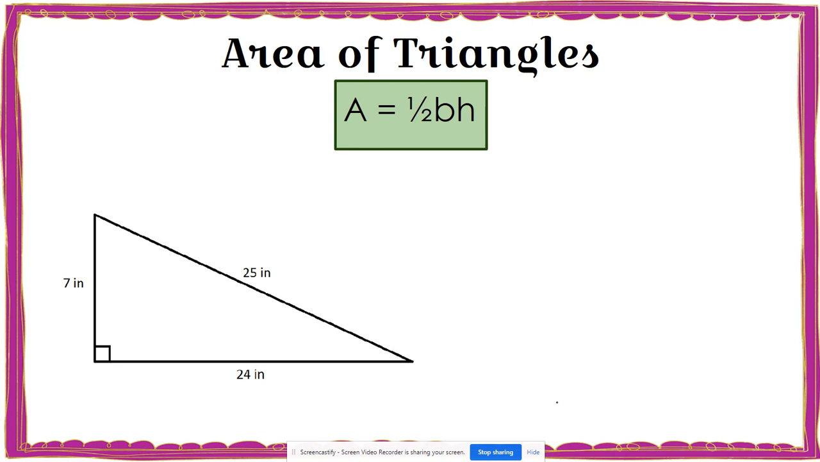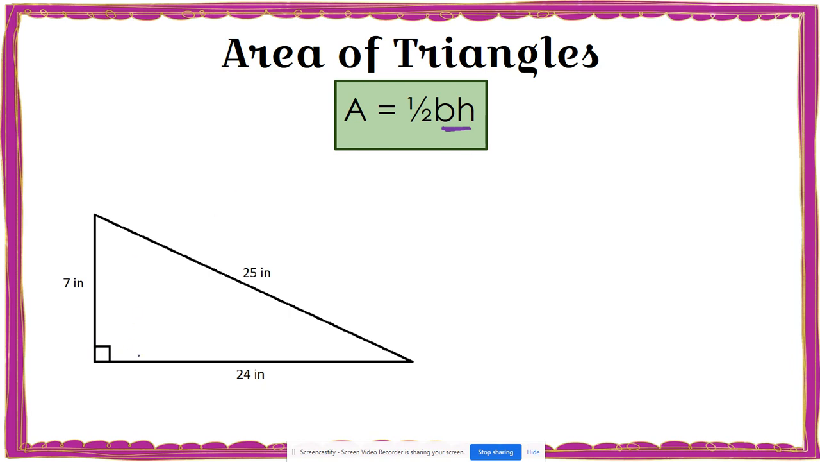So now we're going to use the formula area equals 1/2 base times height to find the area of some triangles. For this triangle, we notice that we have our right angle here. Whenever we're trying to find base and height of a triangle, both of those numbers can be found by looking for a right angle.